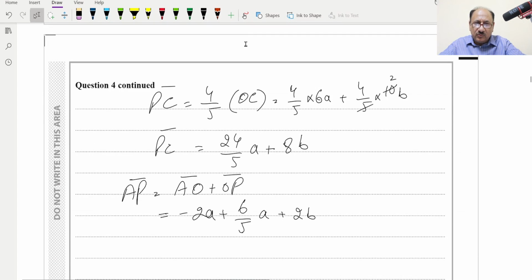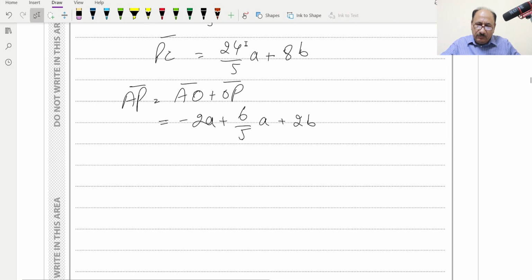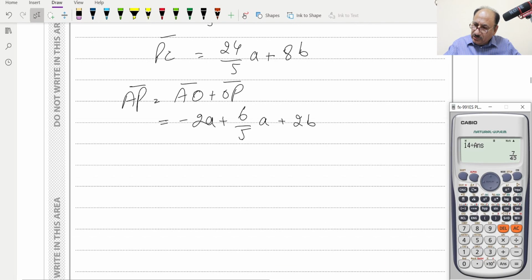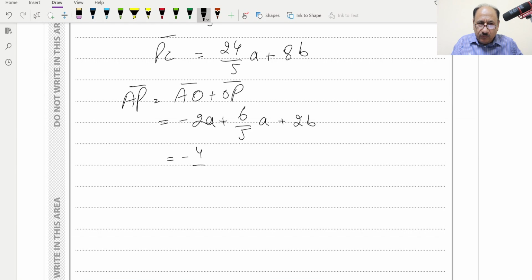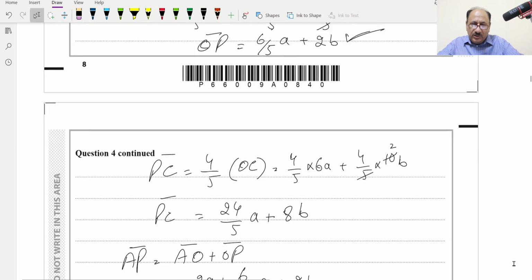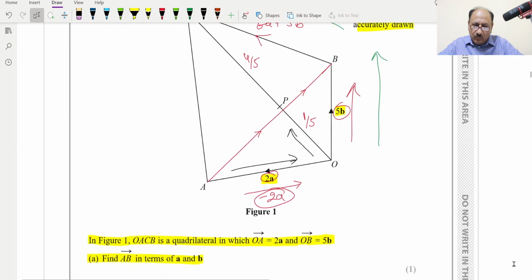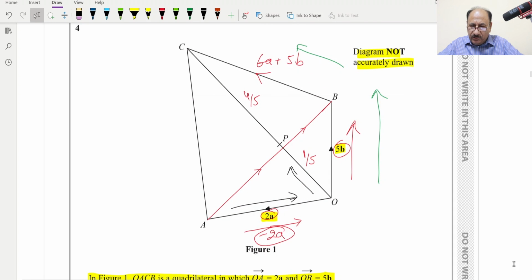Now after this, we can simplify. Minus 2 plus 6 over 5 will be equal to minus 4 over 5, so minus 4 over 5 of a plus 2b. This will be our final AP value. Similarly, we can find the AB value also, and what is the AB value?